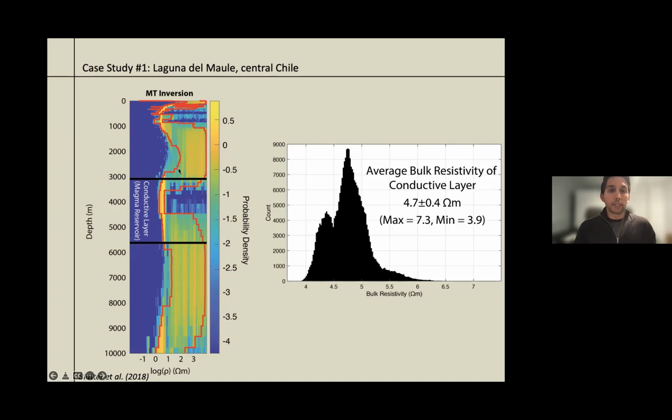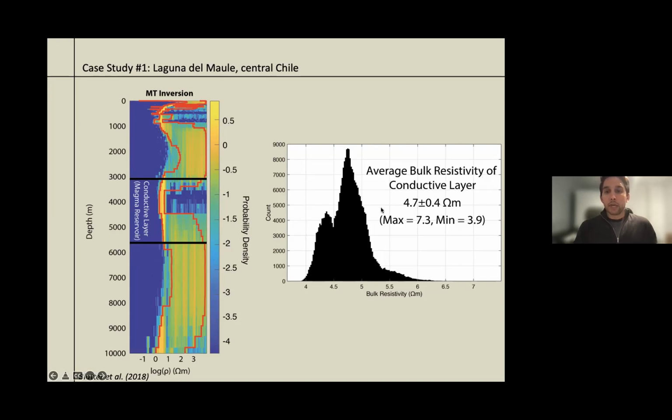Then you've got this diffuse resistive layer, another diffuse resistive layer down here, and then this really well-defined conductive layer between about 3 kilometers and 5.5 kilometers depth. And this is the feature that we're interested in from a volcano perspective, where you've got this conductive layer, which is interpreted again as some sort of magma reservoir related to the ongoing deformation and inflation that's being observed there. And so again, instead of just getting one number for the bulk resistivity for this feature, you can now pull out the average bulk resistivity of this layer and create a histogram from the ensemble of models.